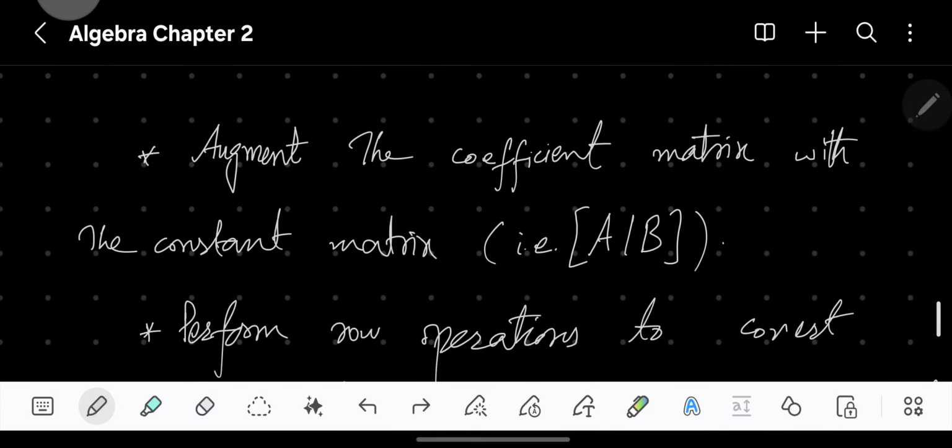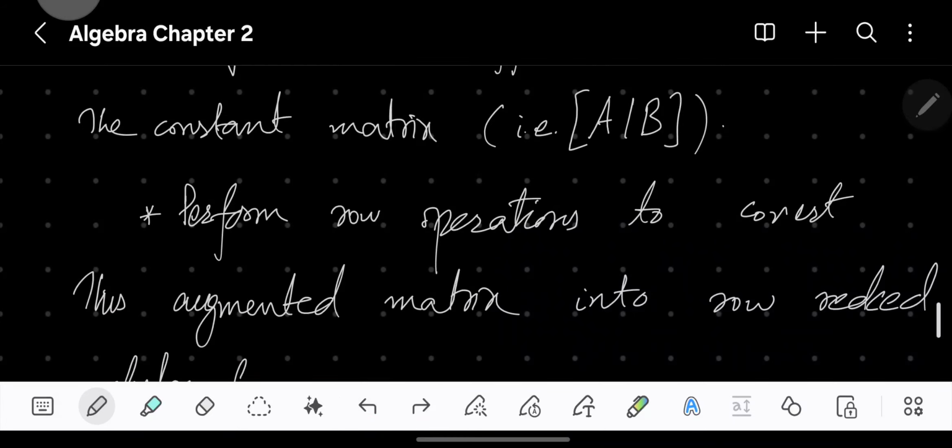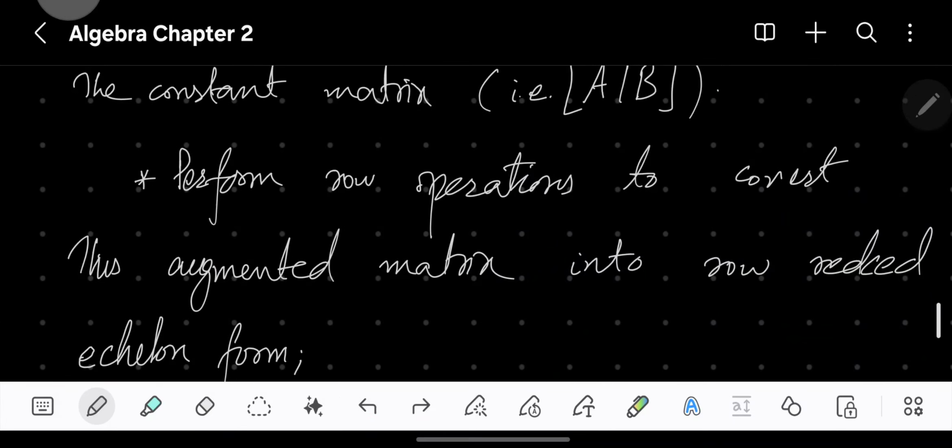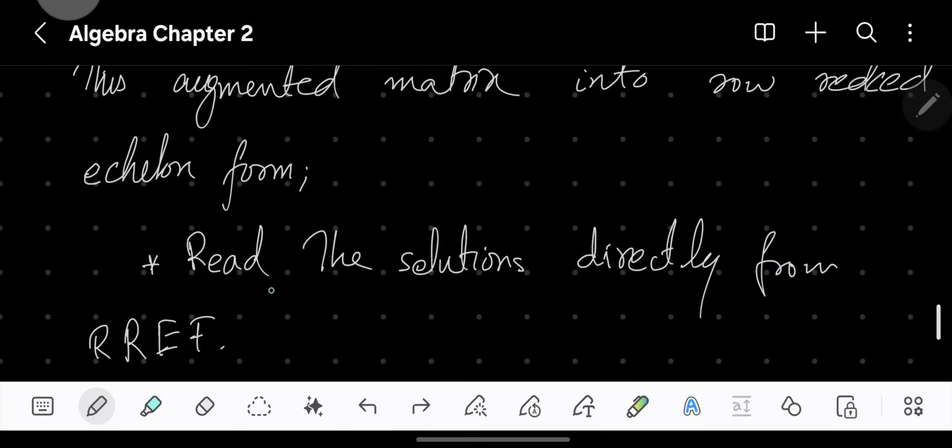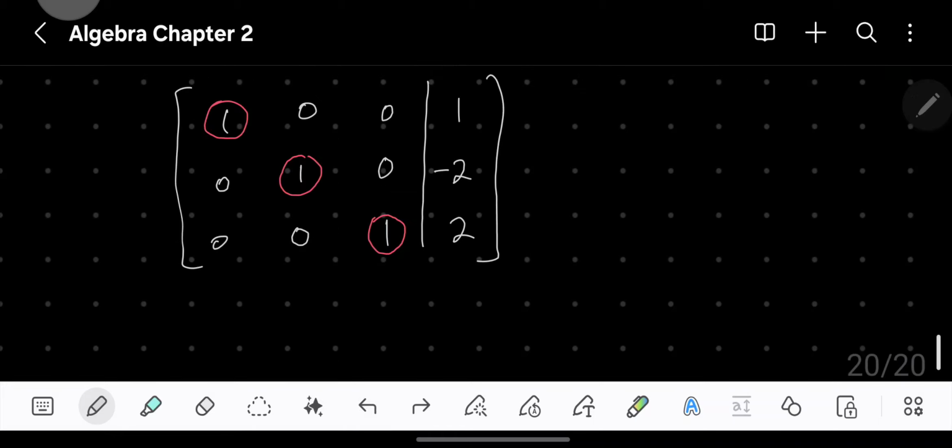You can check, here are the steps. The first step was writing the system in augmented matrix form. The second step was converting it into row reduced echelon form. The last step was to read the solution directly from the row reduced echelon form. How to read the solution? Let's check.